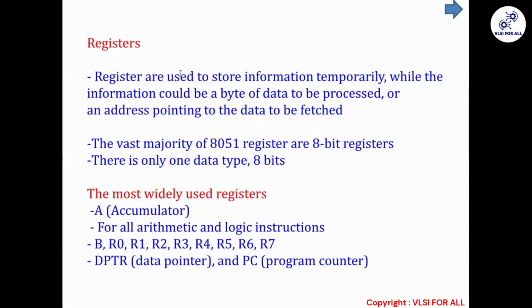Okay, this is about the registers, and the most widely used register is the accumulator. It is working in conjunction with the ALU, for arithmetic and logic instructions. Other than that, B is also a supporting register to A. And what about R0 to R7? What I told you, where are they? They are banks of registers. How many banks?